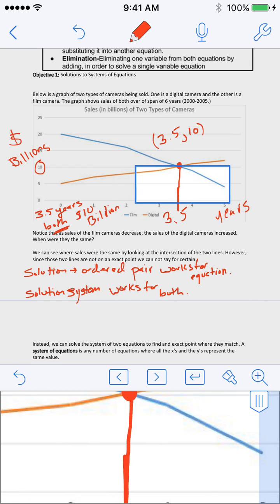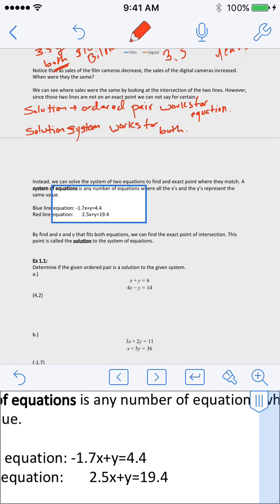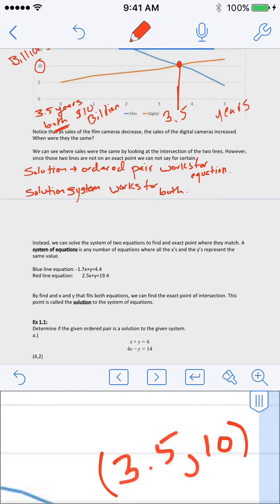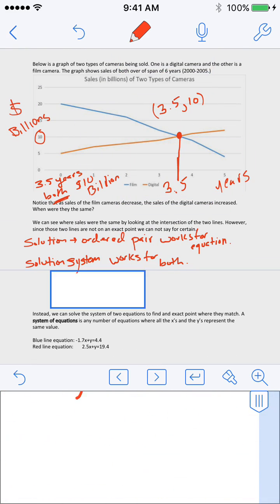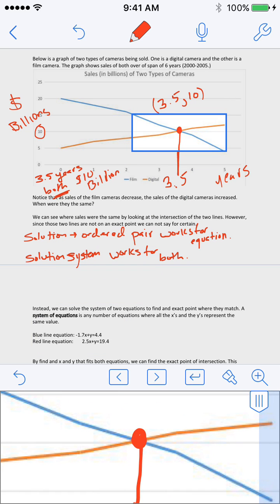Alrighty. Now, not always is it going to be presented as a graph to you. Instead, most often, it's going to be presented as a system of lines. So when we look at these equations, the blue line, I'm sorry, on yours they're probably both black, but the negative slope line has an equation of negative 1.7x plus y equals 4.4. And the orange one has 2.5x plus y equals 19.4. So we could solve this geometrically like we just did, find out where they cross.